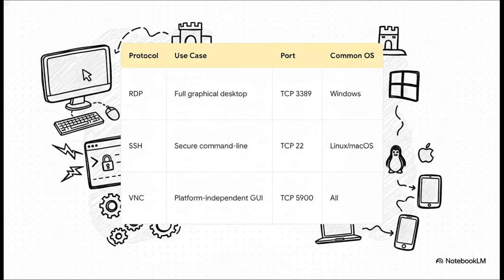SSH, on the other hand, is a super secure command line connection. It's the go-to for pros working on Linux systems and network gear. And VNC is kind of the universal translator. It's a graphical tool that works across just about any platform.